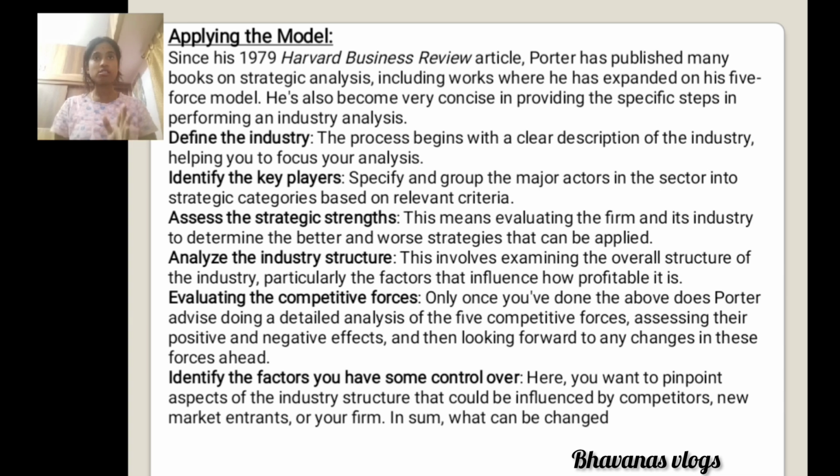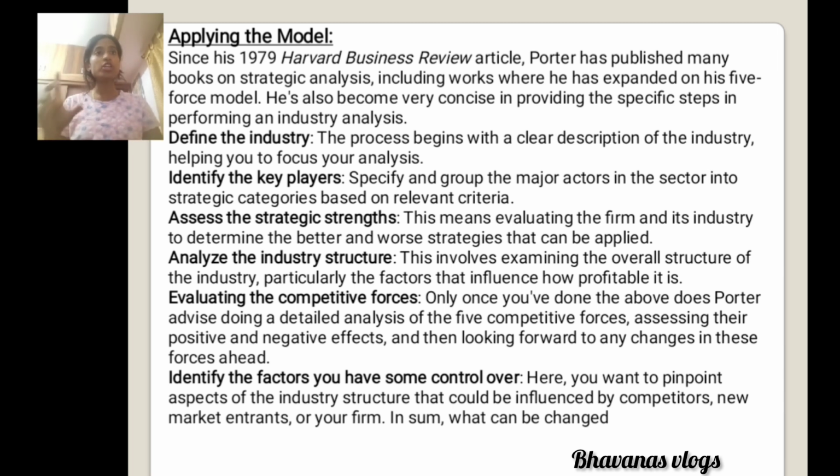Next one is assess the strategic strength. We should assess and evaluate the firms in the industry to determine which better and worse strategies can be applied. The strategy should always be applied in the industries. Next, analyze the industrial structure. We should examine the overall industrial structure and particularly the factors that influence how profitable it is to enter the business. And evaluating the competitive forces, that was the fifth point.